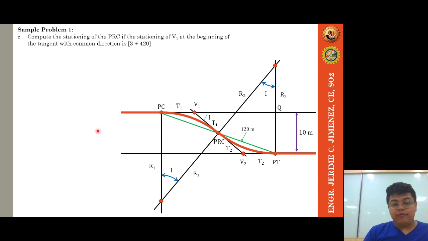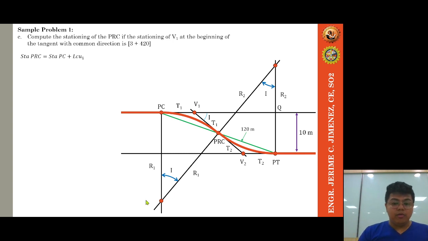So based on our figure, we can derive a formula for station PRC. Ito yung kailangan natin makuha na stationing. So we need to go from station PC forward, dadaan tayo sa length of the curvature of the first curve papunta sa PRC. So we have a formula for station PRC as station PC plus LC sub 1.